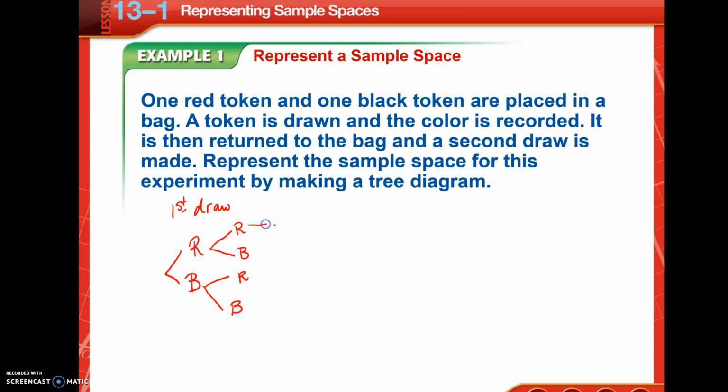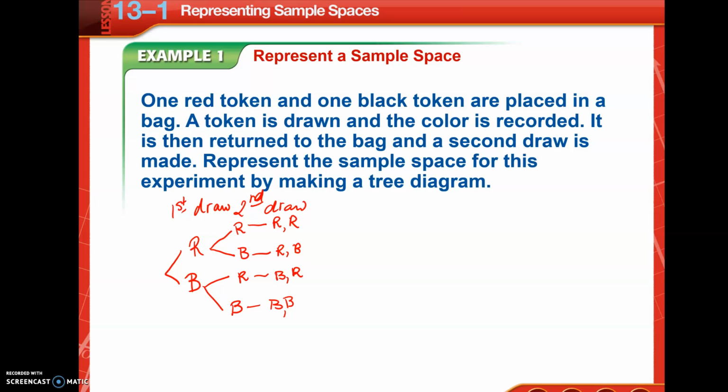So if I had this, they would have gotten red, red. If they went this way through the branch, they would have gotten red, then black. Here, if they did black, then red. And on this one, they would have gotten black and black. So we see all of the possible outcomes. This is the second draw, I should have put that up there. There are 4 possible outcomes: red-red, red-black, black-red, black-black, and those are all different outcomes.